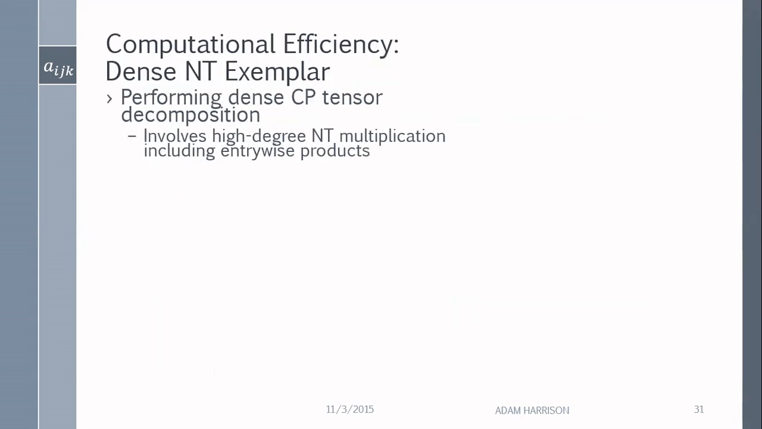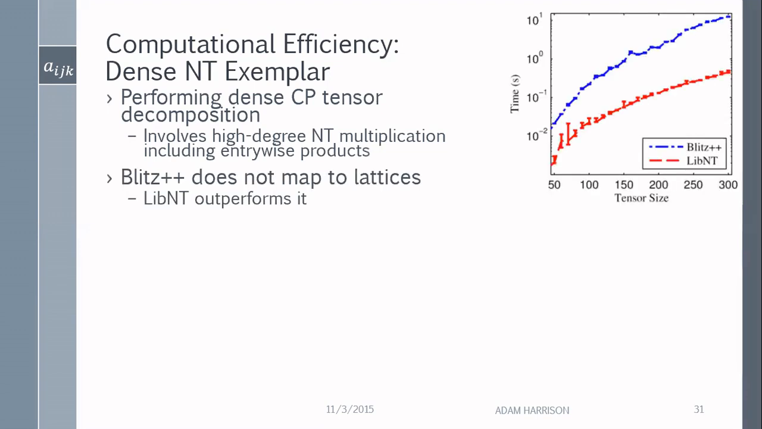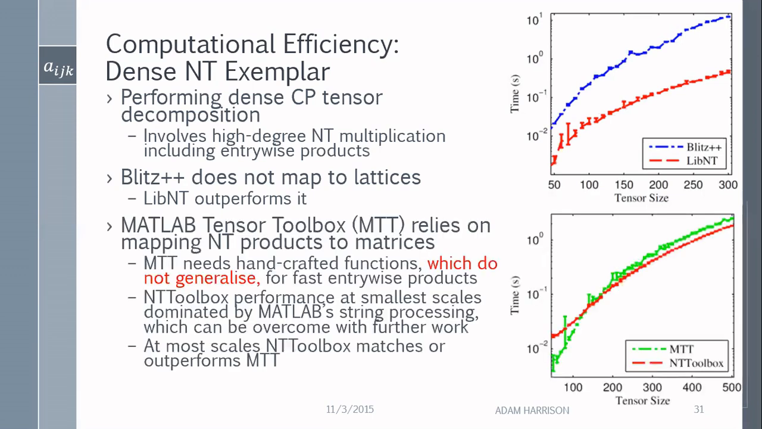Okay, so computational efficiency. One of the things we looked at first is the case of dense tensor decomposition, the CP decomposition algorithm, which is a generalization of SVD. This algorithm involves multiplications of high-degree tensors, including entry-wise products. In this case, comparing libnt, which was designed for C++ users, to Blitz++, libnt outperforms it. You can see in these tests, as the tensor size increases, the time grows, and faster is better, right? So libnt, the lower red line, is faster compared to Blitz++.